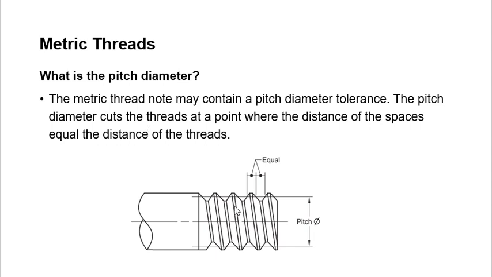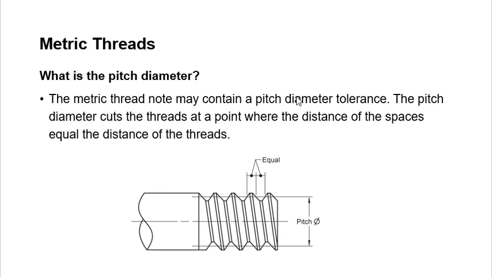The pitch diameter: this diameter is going to cut the thread at a point where the distance of the spaces is going to equal the distance of your thread. So we're cutting like this, not horizontally like that, but vertically, because it says so. You can't get the diameter going from here to here. That's the length. The diameter is from here to here.